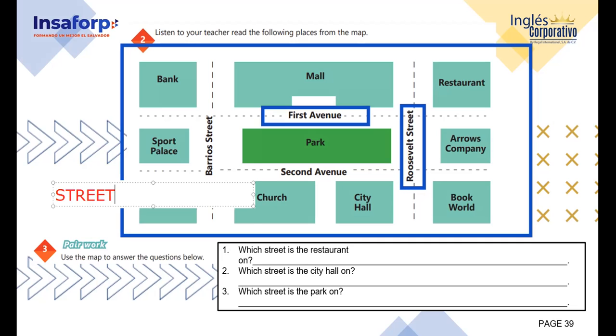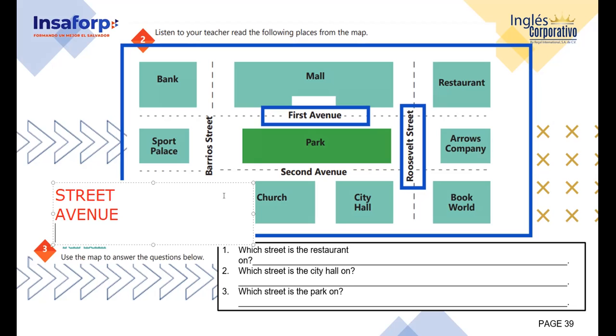Calle se dice street, ¿ok? Y avenida, vamos a decirle avenue. De ahí tenemos, por ejemplo, cuadra, se dice block. Pasaje también se dice block, ¿ok? And how do you say cuadra one more time? Block. And how do you say avenida? Avenue. And how do you say calle? Street. Street, okay. Va, bien.